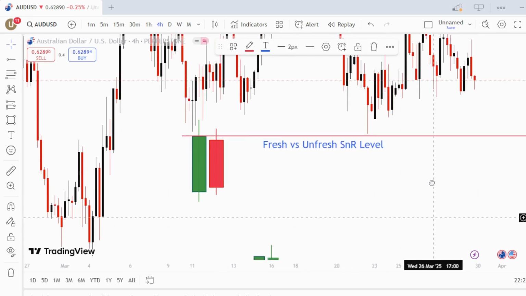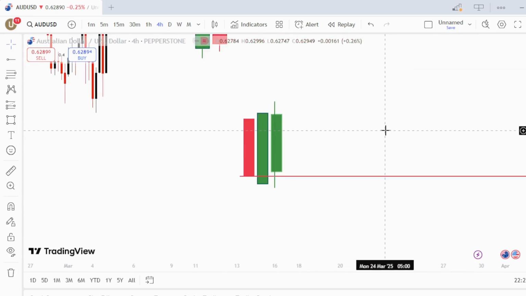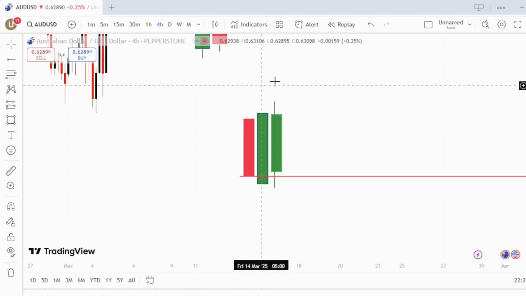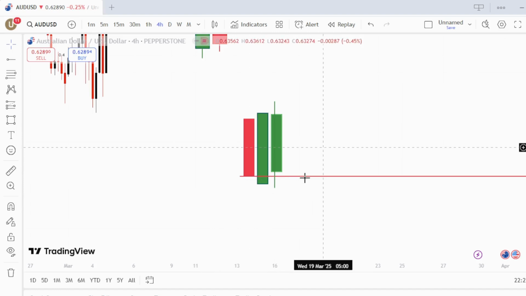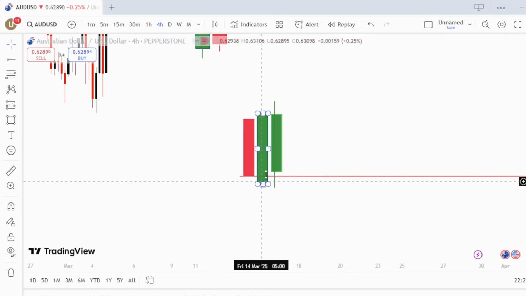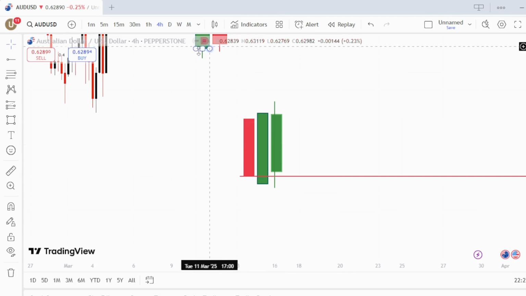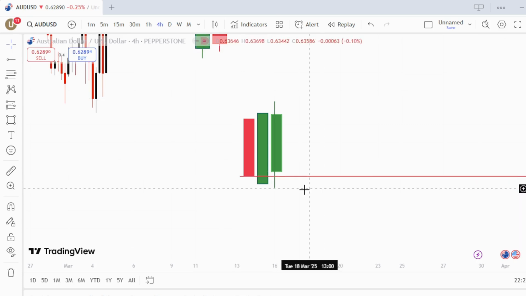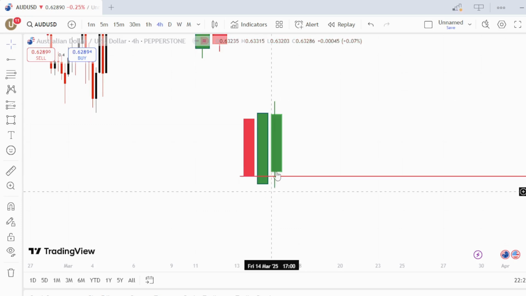Now let's look at a level that is not fresh. Okay, this is a typical example of a level that is not fresh. Now this is a support level, and a support is created when a bullish candle follows immediately after a bearish candle. It is the opposite of the resistance. This is the support level.